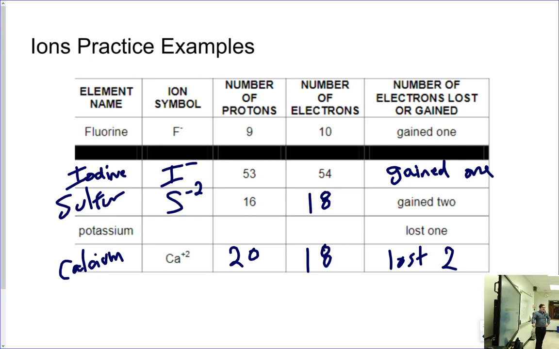K, last one. It's got 19, and then since it loses 1, it'd be 18. Absolutely. Symbol is K. What's the charge going to be? So we got positive 2, plus 2. What's that charge going to be? Plus 1, absolutely. So you can put a plus or plus 1. Either one's okay. Fantastic. We good here?